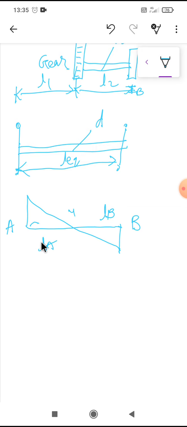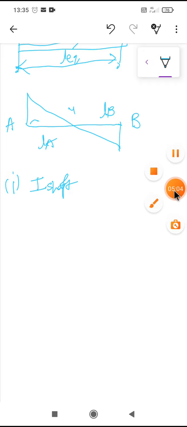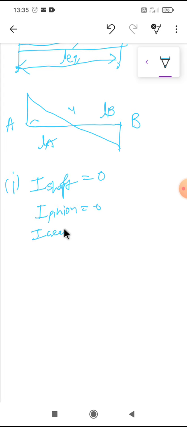To obtain an equivalent torsional system, we have to make the following assumptions. The first assumption is that the inertia of the shafts and gears is negligible. That is, the moment of inertia of the shaft is equal to 0, the moment of inertia of the pinion is equal to 0, and the moment of inertia of the gear is equal to 0. They are negligible. This is the first condition.